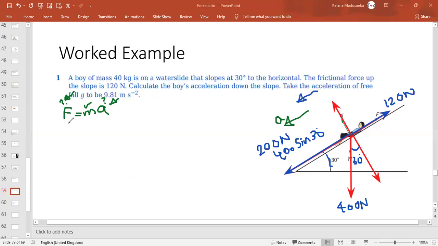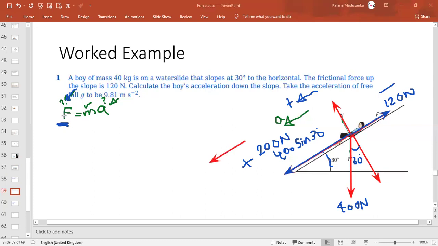Now, according to your understanding, the boy is moving in this direction, right? So what is the resultant force in this direction? It is 200 minus 120, right? If I consider this side as the plus side, in the opposite side there's 120. So what is the resultant force? 80. Yes, 80 newtons in this direction.